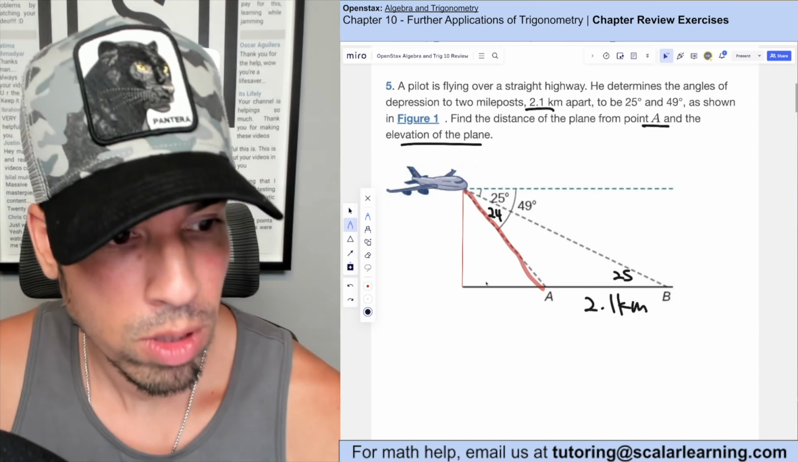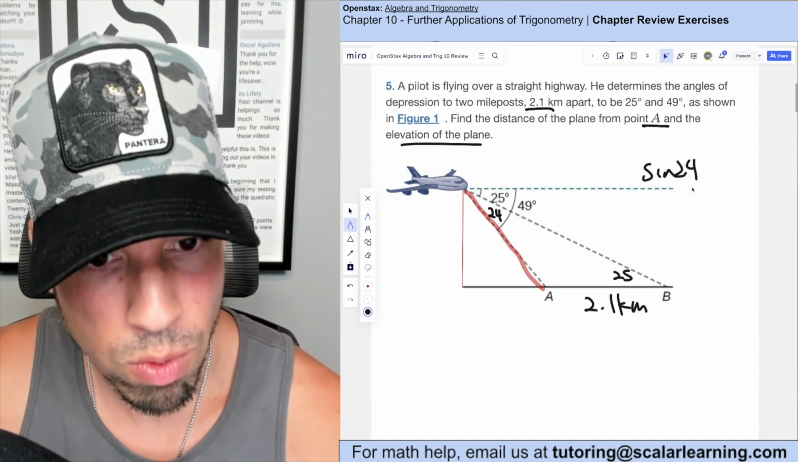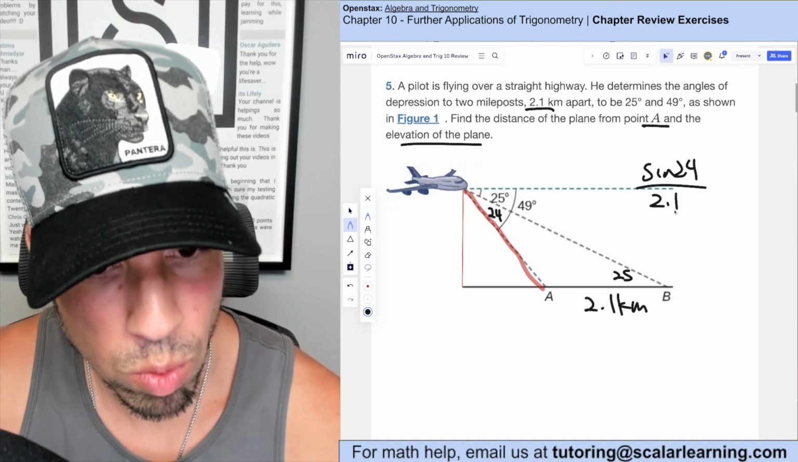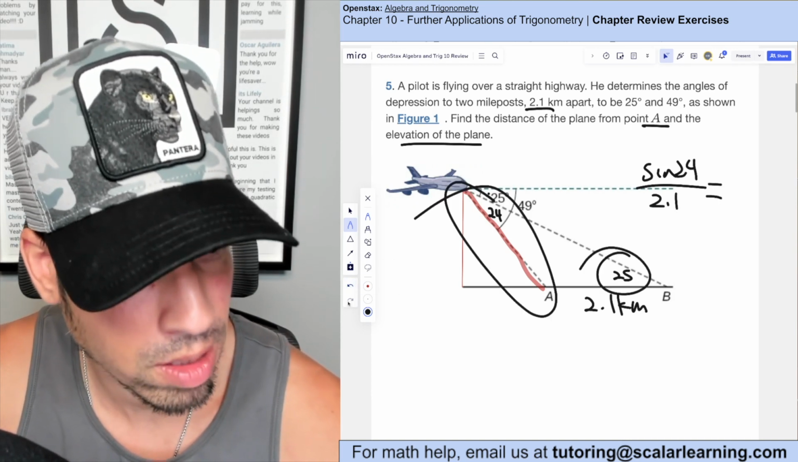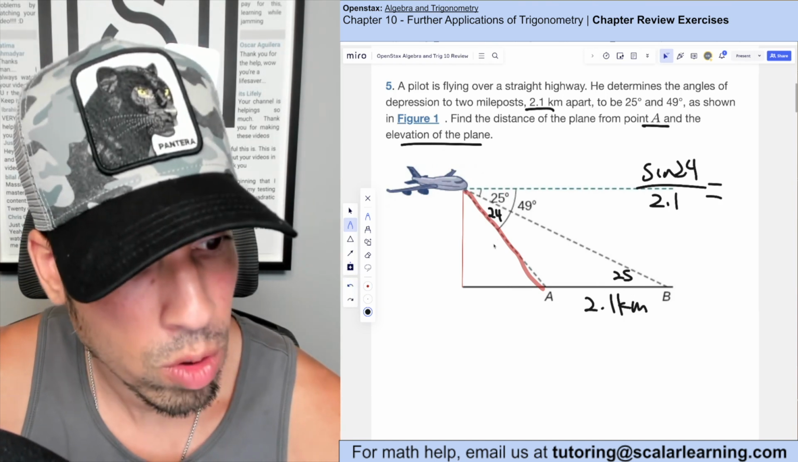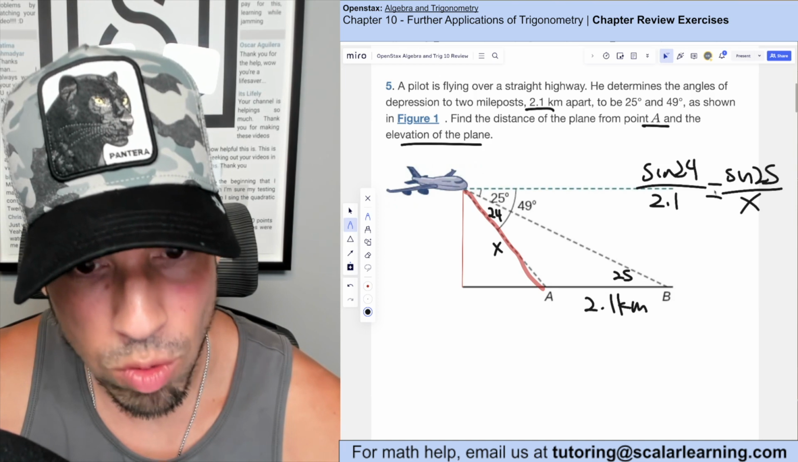Okay, now we've got enough for a little law of sines situation, because I can say sine of 24 over its opposite side, 2.1, is equal to sine of 25 over its opposite side, which is the distance to A. We'll call that x. So we'll say sine of 25 over x. Now we can cross multiply and solve.